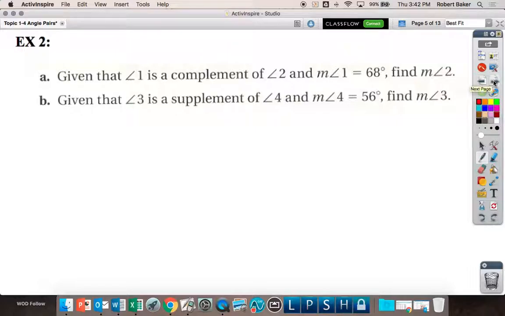A little bit more math. Now you're actually going to do math, right? Given angle 1 is a complement of angle 2, and the measure of angle 1 is 68 degrees, what is the measure of angle 2? Lots of stuff there. You're on the right track. Complementary is 90 degrees. So you're saying that angle 1 and angle 2 have to add up to 90 degrees. That's what you said.